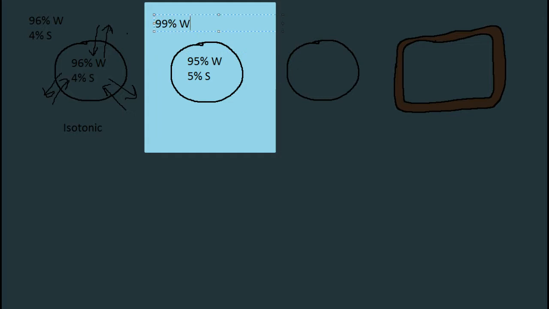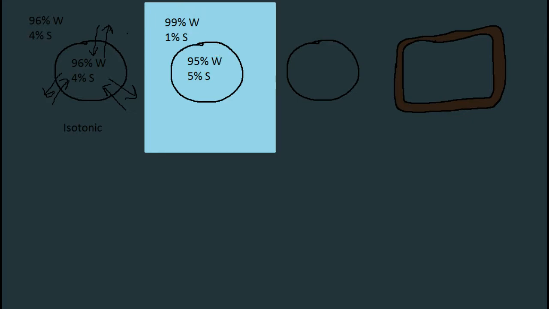Alright, so in this next cell, I'm going to put some different concentrations inside and outside. You can see in this one right here, I have 99% water on the outside, whereas I only have 95% on the inside. You have to think of it as water always flows downhill. Water is going to go from where it's highest to where it's lowest. In this case, it is highest outside and lowest inside. This means that the water is almost going to flow downhill from the outside to the inside.